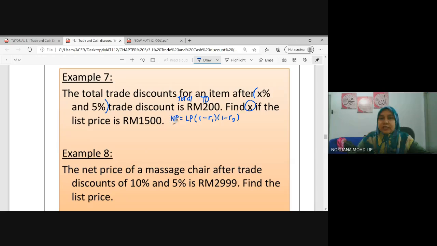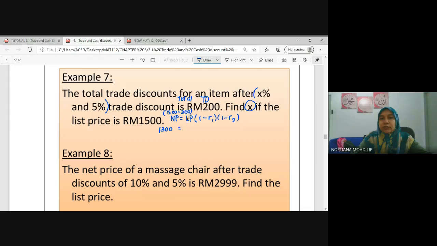Okay, so the net price is, okay, we know the total trade discount. And then we also know the list price. So the net price is the list price minus trade discount. Tolak lah kan? Nak tahu the net, harga selepas discount. So 1,500 tolak 200. So I dapat the net price is 1,300. Kita tolakkan yang ni. Boleh? 1,500 tolakkan dengan 200. 200 ni total trade discount.